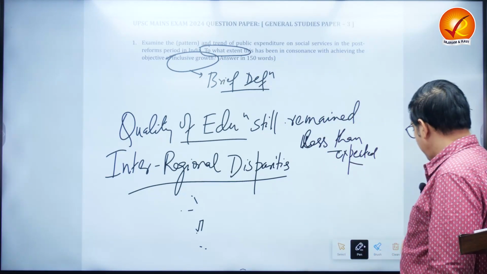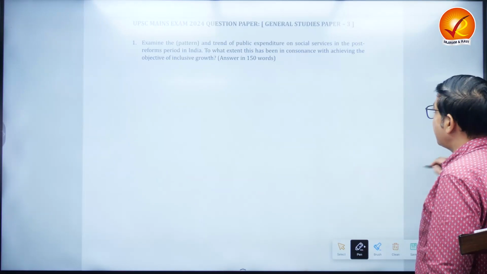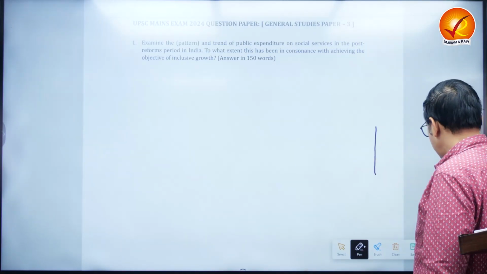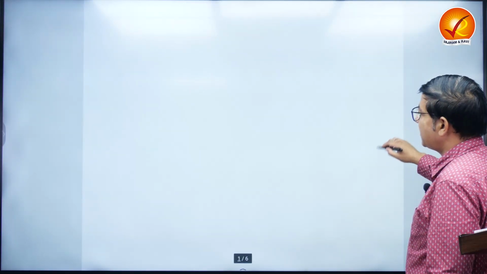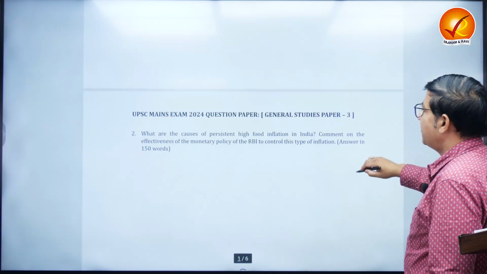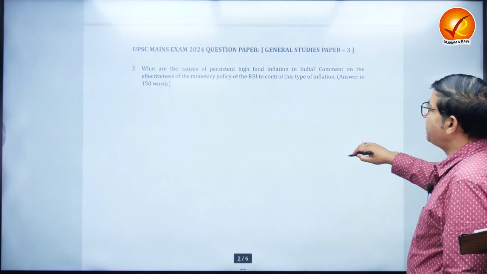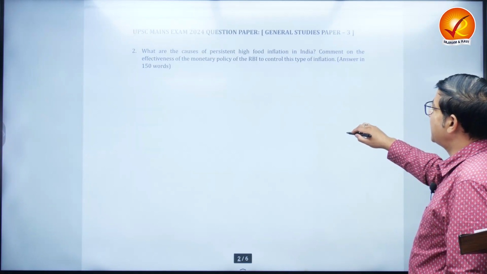Okay, let's go further and talk about question number 2. What are the causes of persistent high food inflation in India?